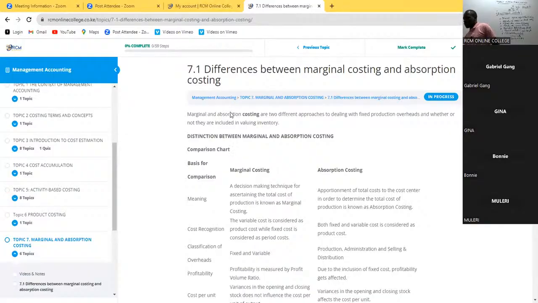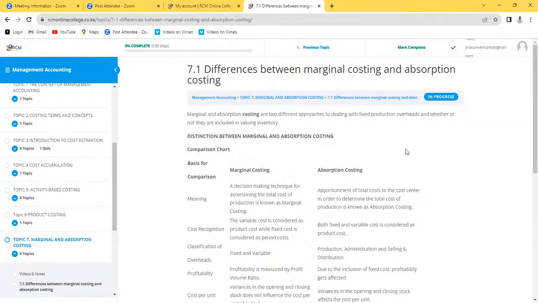Marginal and absorption costing are two different approaches to dealing with fixed production overheads, and whether or not they are included in valuing inventory. The reason they are going to have different profits is basically due to how we use the fixed production overheads in our transactions.